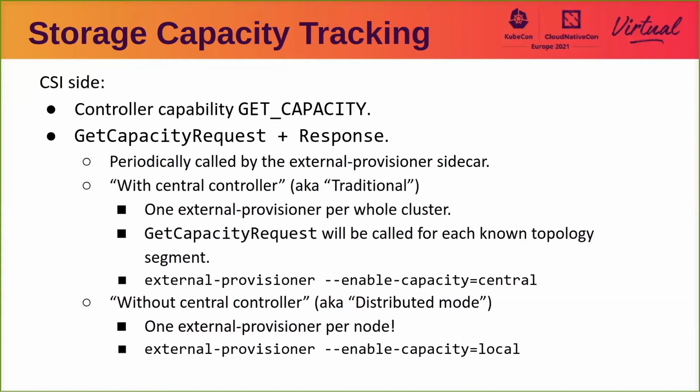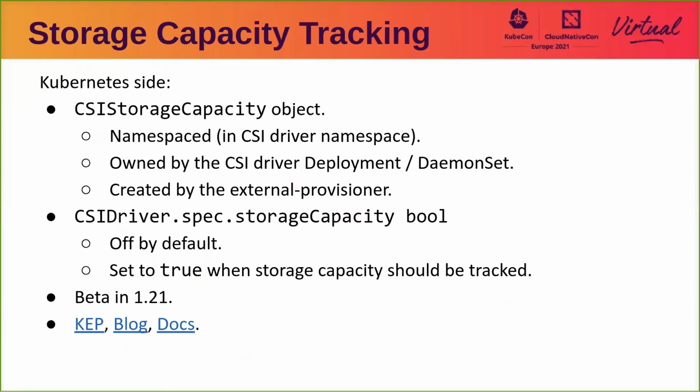On the Kubernetes side, the external provisioner creates CSIStorageCapacity objects, so the scheduler knows the capacity of different topologies. And these CSIStorageCapacity objects are in the same namespace as the CSI driver to keep the cluster nice and tidy. And optionally, they could also be owned by the deployment or stateful set of the CSI driver. So if a user uninstalls the CSI driver, these objects will be automatically garbage collected by Kubernetes, and the CSI driver vendor doesn't need to clean them up during an uninstallation.